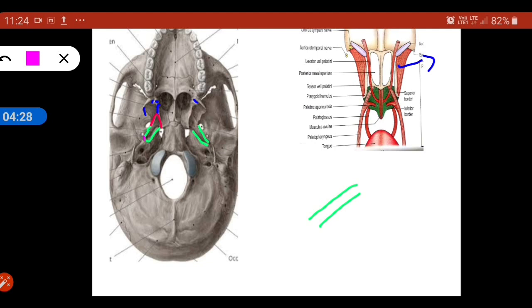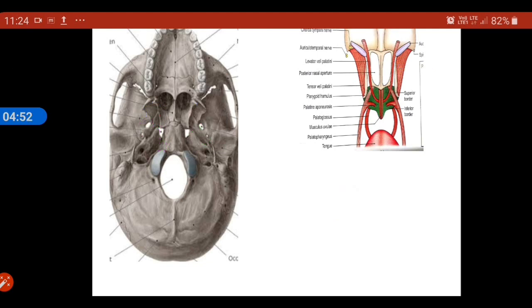This is the sulcus tubae in which the cartilaginous part of the auditory tube is present. This is the lateral lamina and this will be the medial lamina of the cartilaginous part of the auditory tube. Now we will discuss the origin of the tensor veli palatini muscle. The tensor veli palatini muscle arises from the scaphoid fossa, as you all know. It arises from the sulcus tubae.